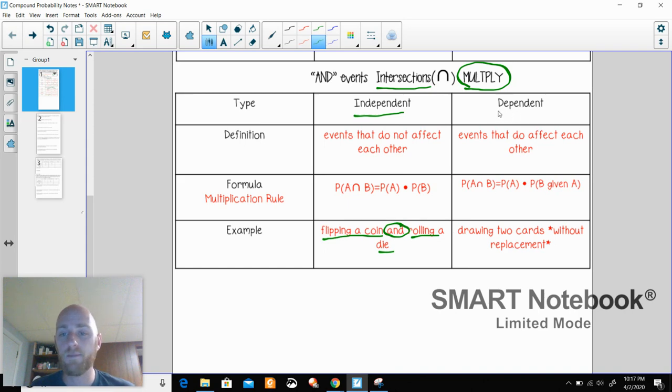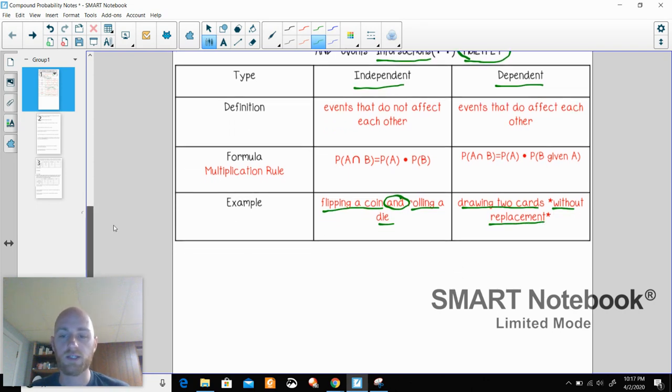If you look at a dependent event, that means that one event affects the other, okay? So in that case, we're looking at an example down here of two cards. I'm drawing two cards without replacement, okay? And so what that could mean is say I draw a heart.